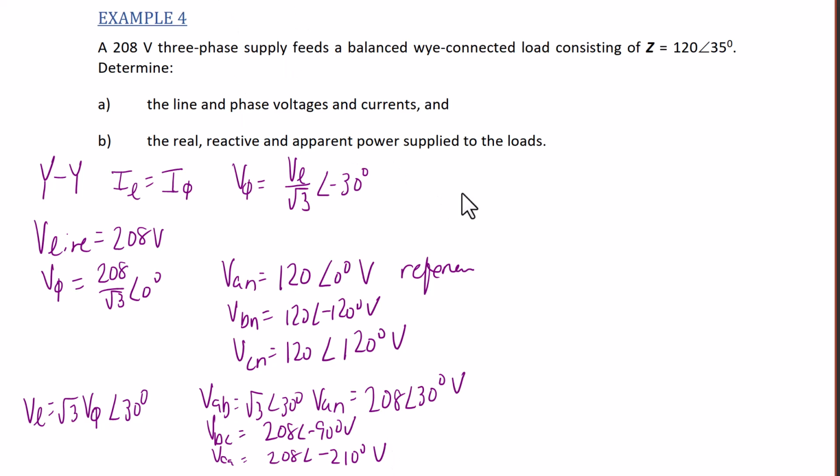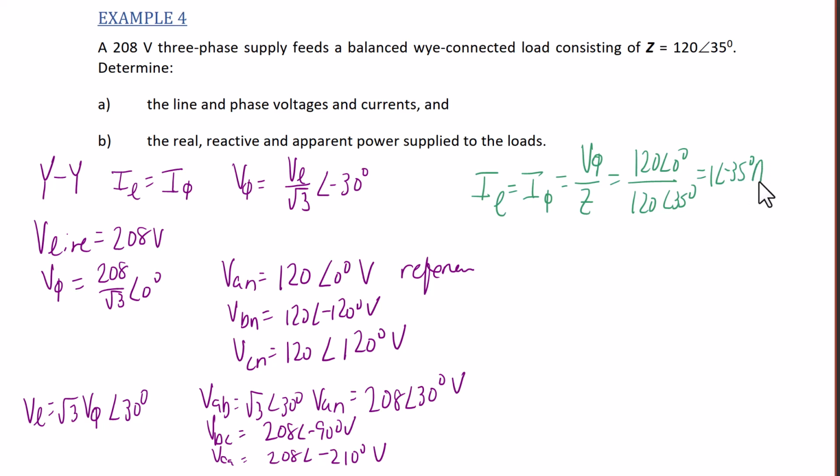So now, since the line current equals the phase current, we can just say that IL equals I phi, which equals the phase voltage divided by Z. So this would be 120 with an angle of 0 degrees for the reference divided by 120 with an angle of 35 degrees. So that would be 1 with an angle of negative 35 degrees, and the units are amps. And that would be I lowercase a, capital A.